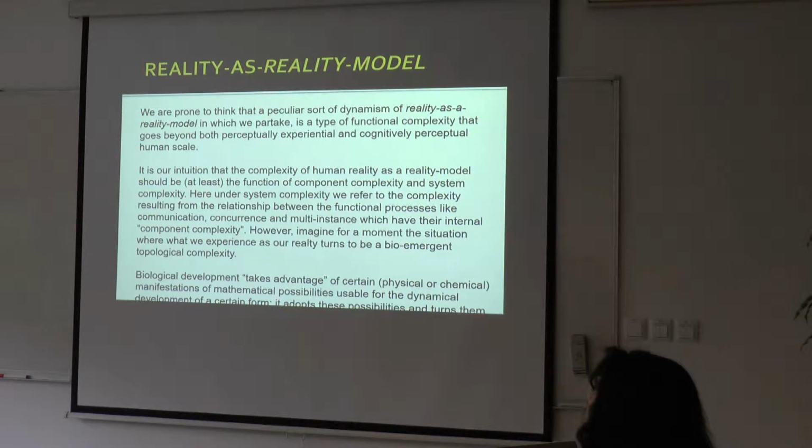It's my intuition that the complexity of human reality as a reality model should be at least a function of component complexity and system complexity. And here under system complexity, I refer to the complexity resulting from the relationship between the functional processes like communication, concurrence, multi-instance, which have their internal component complexity. However, imagine for a moment the situation where what we experience as our reality turns out to be a bio-emergent topological complexity. Biological development takes advantage of certain physical or chemical manifestations of mathematical possibilities usable for the dynamical development of certain forms.